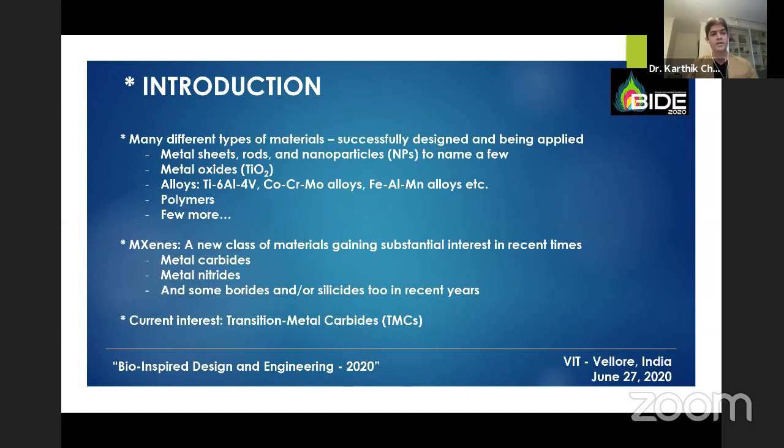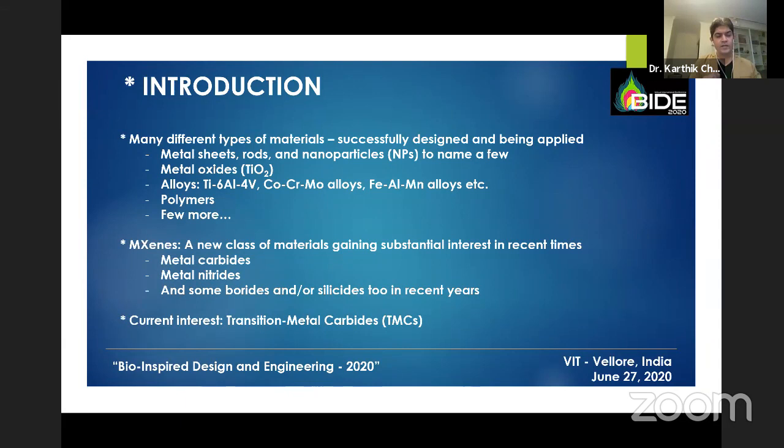So there are many different types of materials which have been looked at, tested, designed, thought of, and some of them have been successfully designed and are being applied with great success in modern days. Depending on the application, again, whether it is inside the body or outside the body, there are quite a few different types of materials that we can see around. So it's metal sheets, rods, some nanoparticles, then some metal oxides, for example titanium oxide, some alloys, intermetallic alloys like titanium, aluminum, vanadium alloy, cobalt, chromium, molybdenum alloys, and iron, aluminum, manganese alloys, some polymers, and also a few more are available.